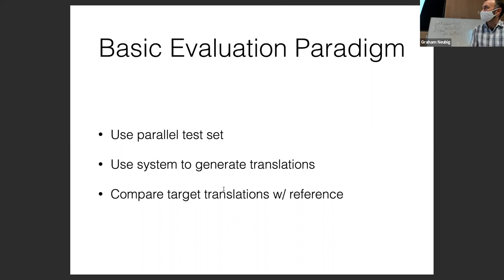The basic evaluation paradigm that we use is we use a parallel test set. We use a system to generate, sorry, not translations, but outputs. And we compare target outputs with the reference that was created by a human. This is the standard evaluation paradigm for most generation tasks. However, you can also do reference-less evaluation. Reference-less evaluation is where you don't have this reference and you just try to evaluate how good the output is given the input and the output. This is also called quality estimation. So it's basically estimating the quality of the output.